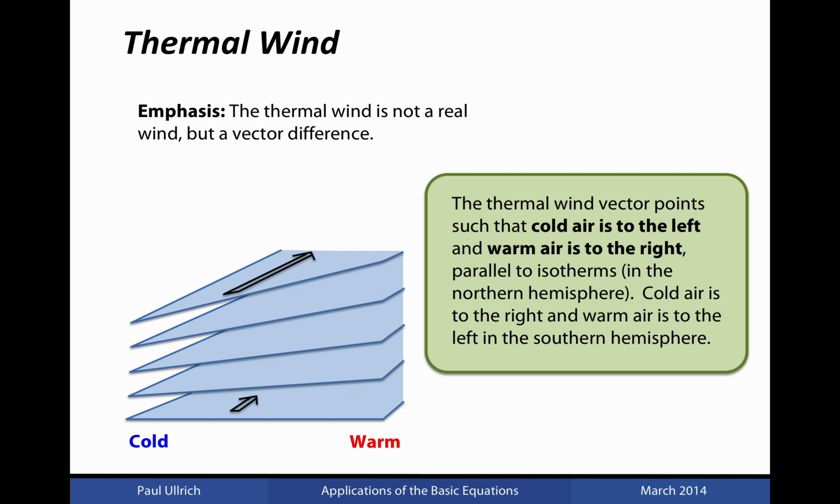The emphasis again here is that this thermal wind concept is not a real wind but a vector difference. The thermal wind vector itself is defined in such a manner that cold air is always to the left of it and warm air is to the right. It tends to flow parallel to isotherms, that is, lines of constant layer temperature. Cold air is to the right and warm air is to the left in the southern hemisphere.